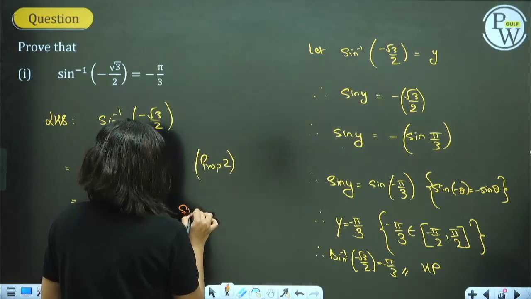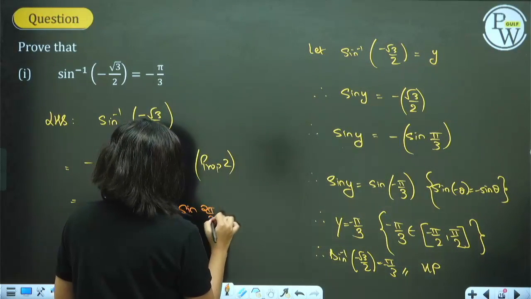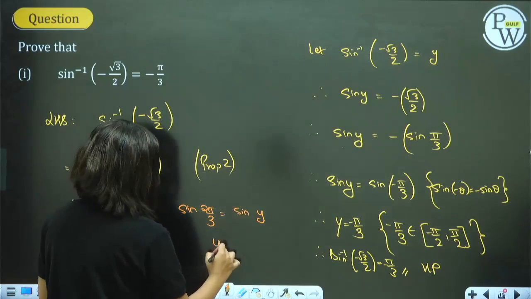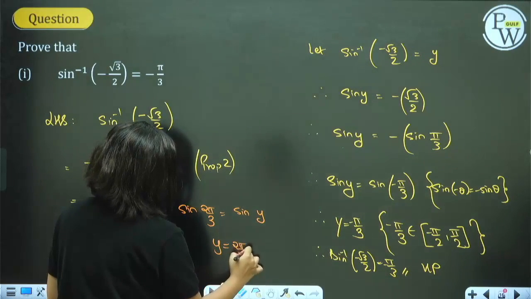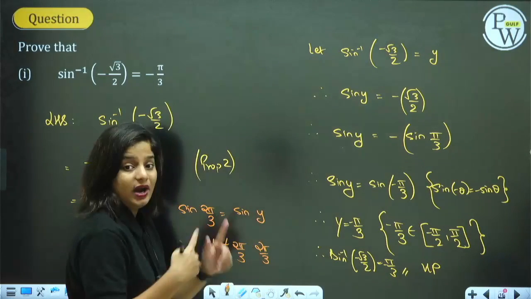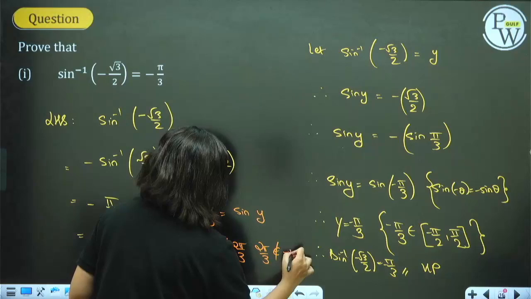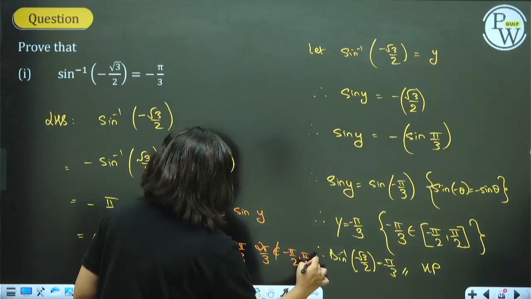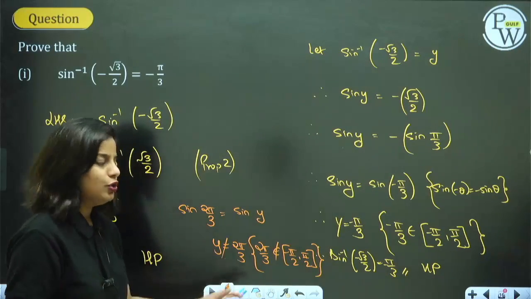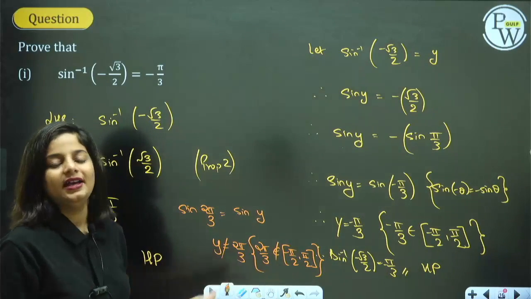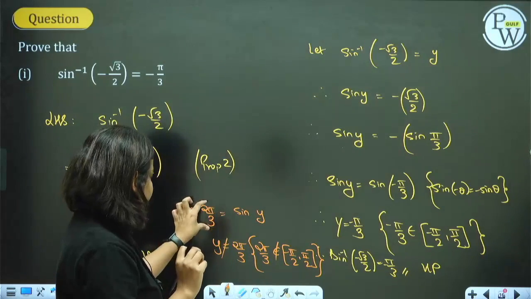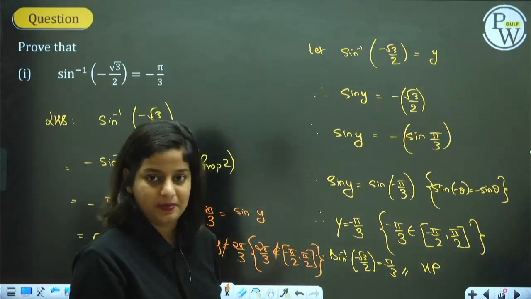Example, you have sin of 2 pi by 3 on the left side and sin of y on the right side. Can you remove this sin and say y is 2 pi by 3? No. Why? 2 pi by 3, which is 120 degree, doesn't belong to minus 90 to plus 90. Is 120 degree belonging to the PVB? It doesn't belong. So you cannot remove the sin and say the answer is 120. So in order to remove the sin, you have to ensure that this belongs to PVB.